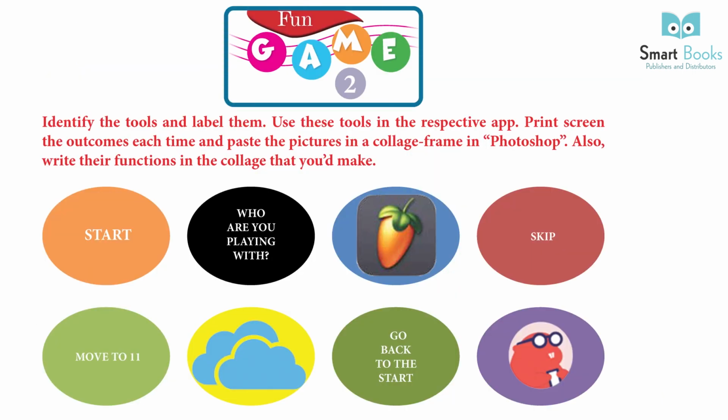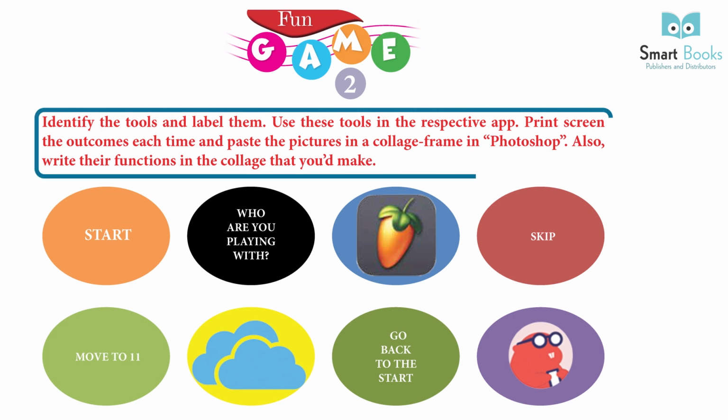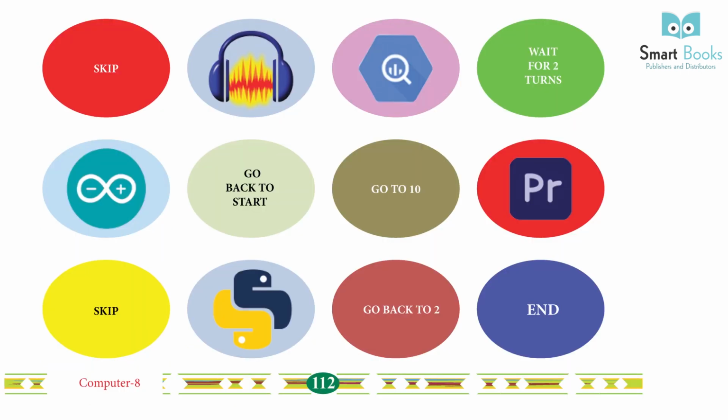Fun game 2. Identify the tools and label them. Use these tools in the respective app. Print screen the outcomes each time and paste the pictures in a collage frame in Photoshop. Also, write their functions in the collage that you had made. Answer: ask students to do it by themselves.